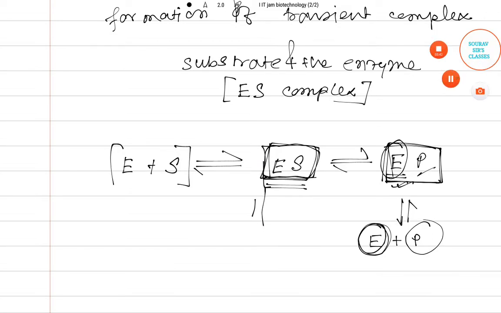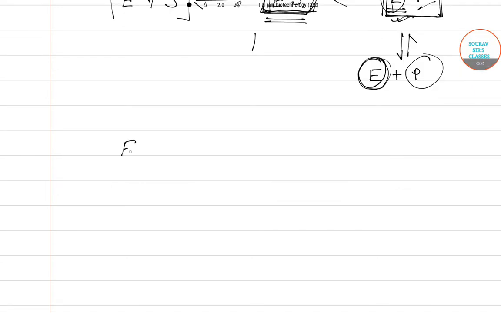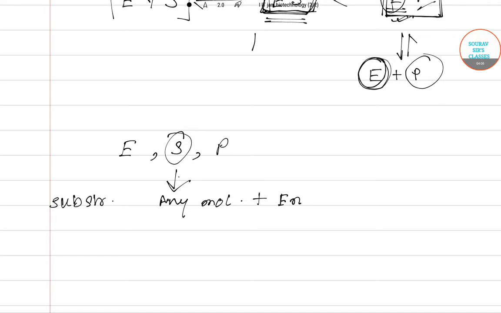Now we are talking about the enzyme, substrate and the product. What is this substrate actually? Substrate can be any molecule that binds to some specific enzyme for the product formation.